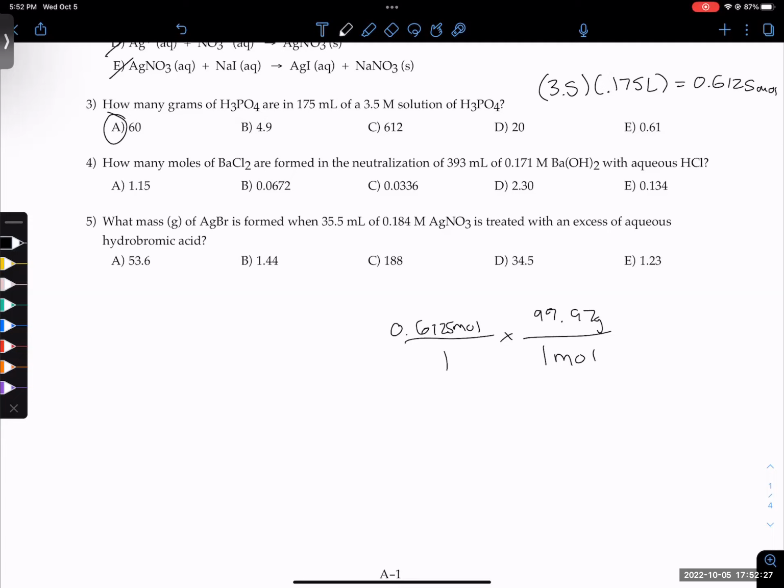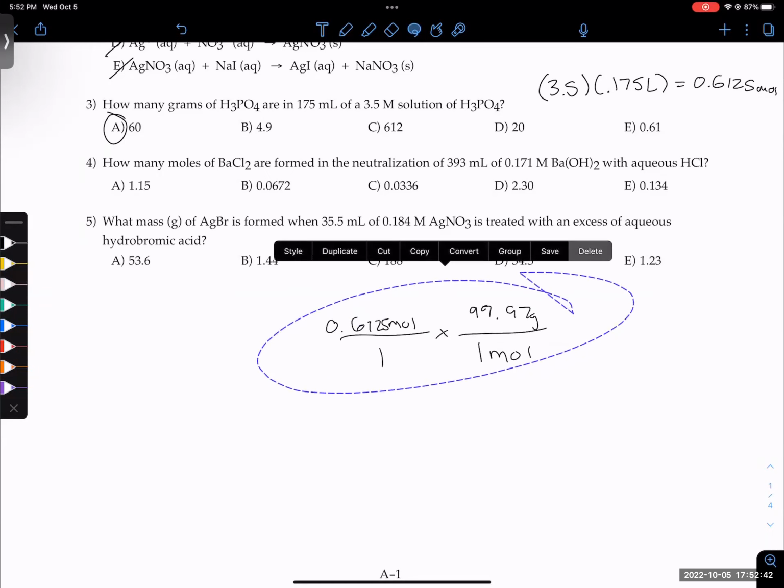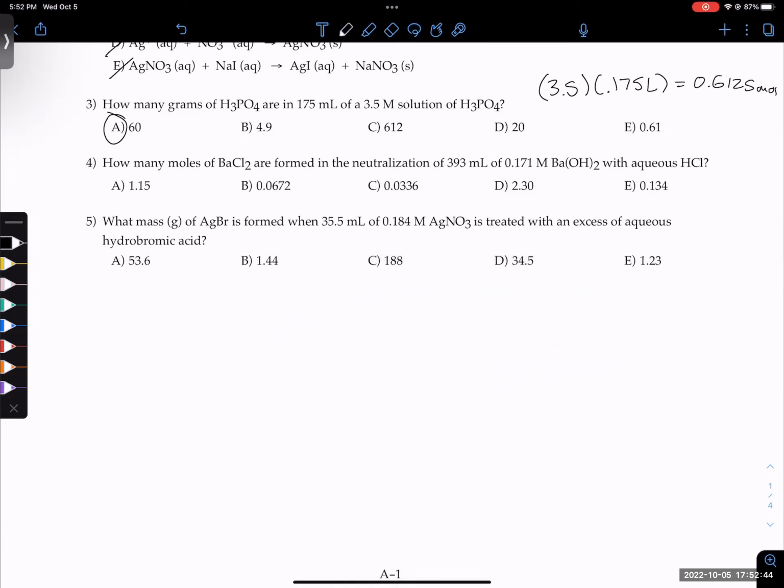And then, how many moles of barium chloride are formed in a neutralization reaction of 393 milliliters of 0.17 molar barium hydroxide solution with aqueous HCl? That was a mouthful, right? Okay, first thing I see is moles of BaCl2 are formed in a neutralization reaction. I'm going to write out my equation. So we have Ba(OH)2.